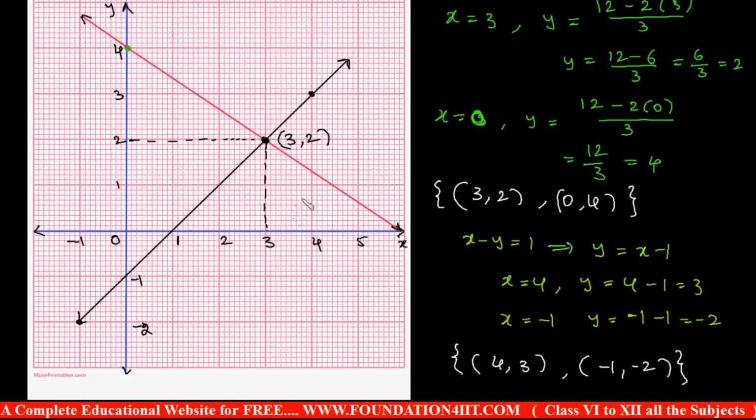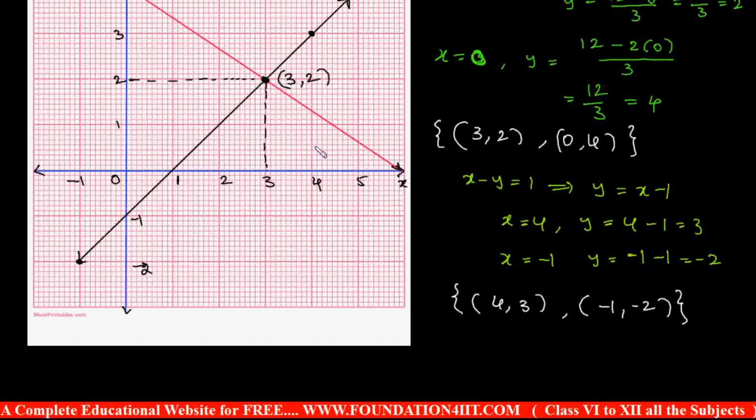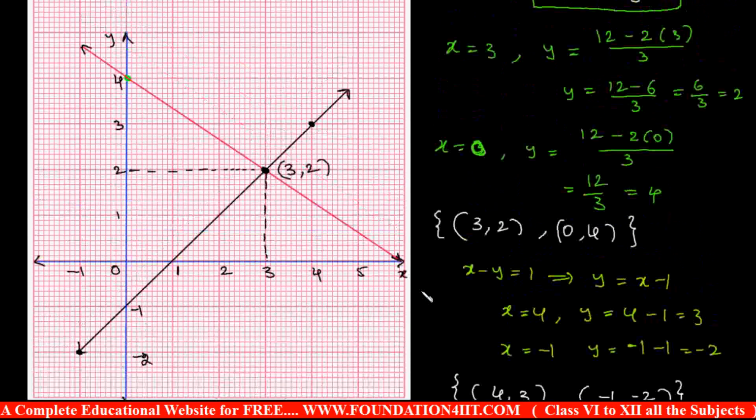So by using two graphs, they are intersecting at the point 3 comma 2, hence x is equal to 3 and y is equal to 2 is the required solution. Therefore you can confirm that x is equal to 3 and y is equal to 2 is the solution for these simultaneous linear equations. So just very simple, we should do it separately.